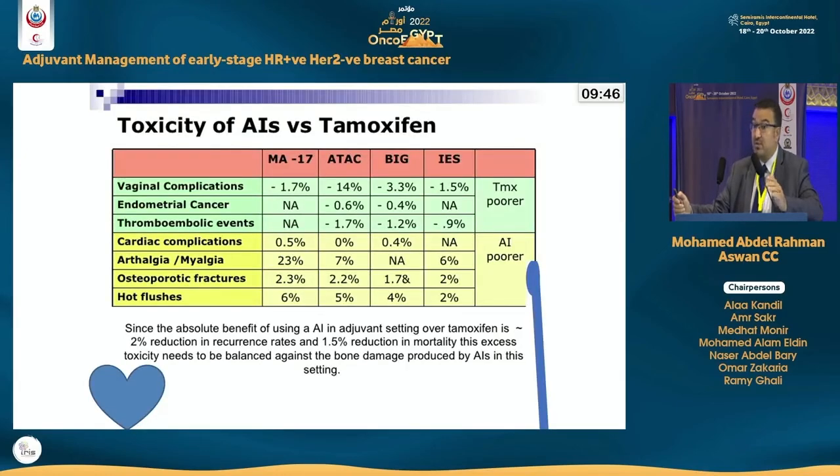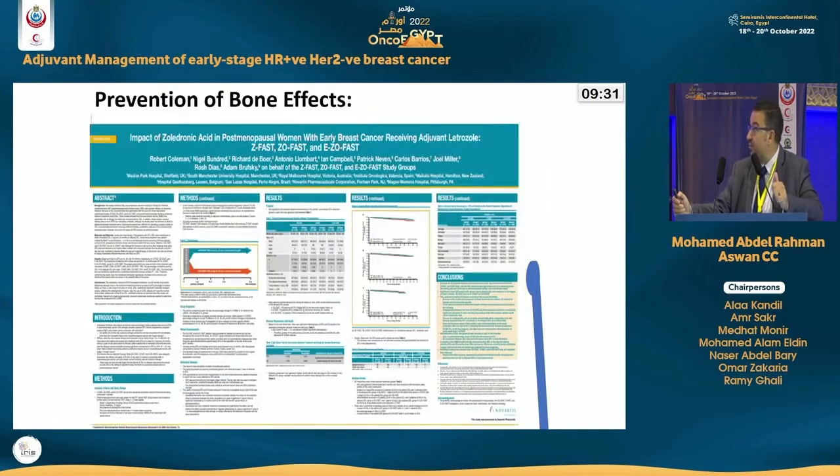Of course, the use of aromatase inhibitor was not for free, it was at the expense of toxicity. They have different toxicity profiles. TAM is better regarding cardiac complication and osteoporosis, while aromatase inhibitor is better regarding endometrial carcinoma and thromboembolism.